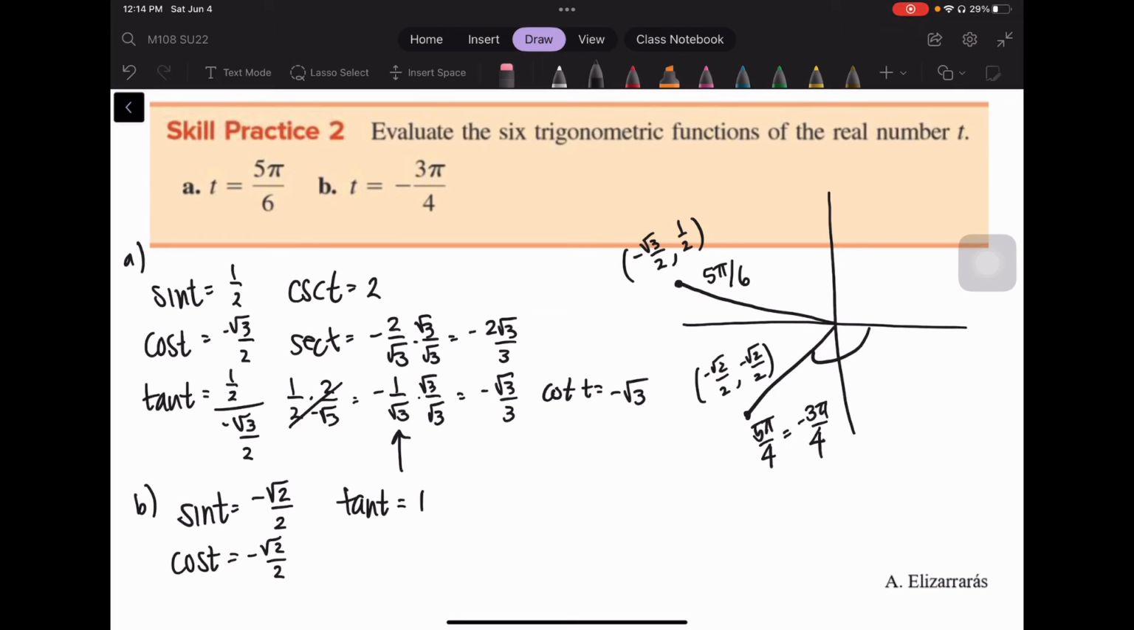Then the cosecant and the secant are going to be the same because they're just the reciprocals of negative root 2 over 2. Negative 2 over root 2, which you rationalize, and you get negative 2 root 2 over 2, or just negative root 2. And the reciprocal for cotangent is also 1.